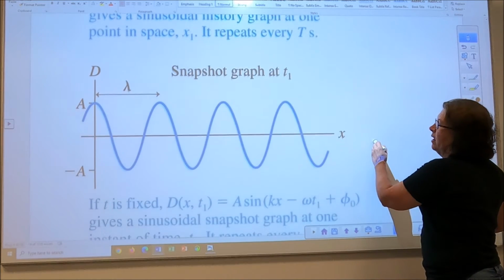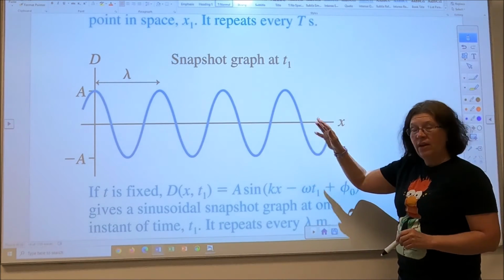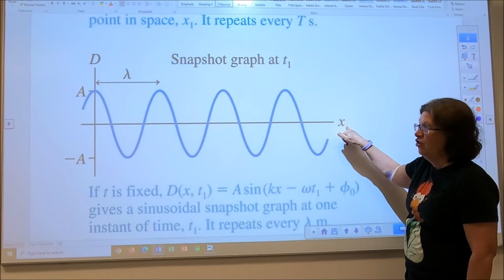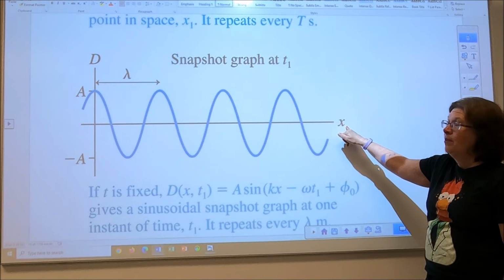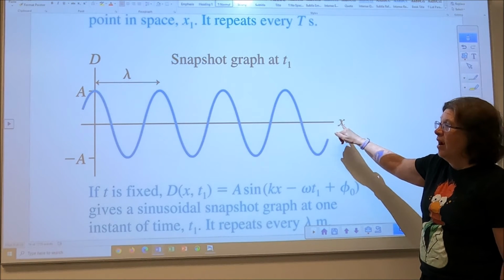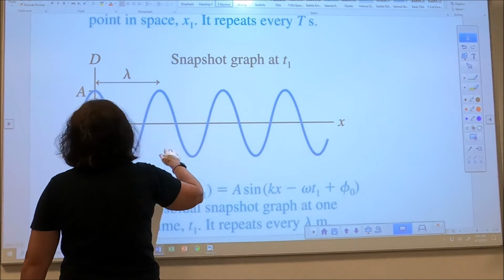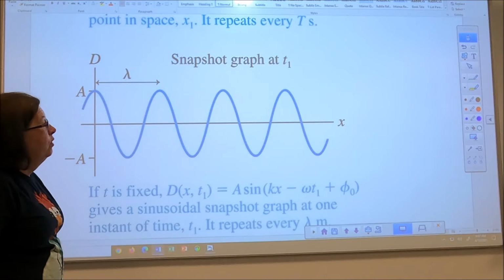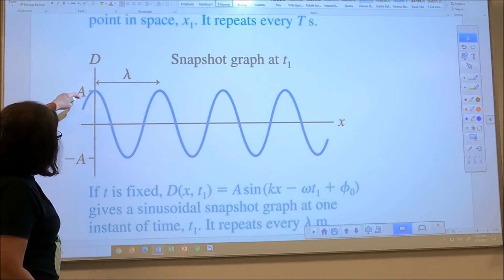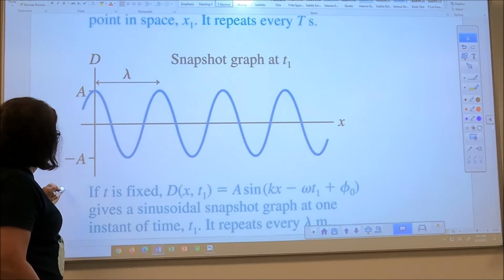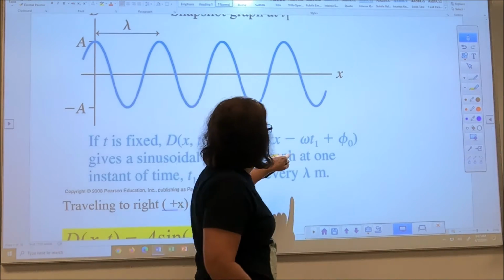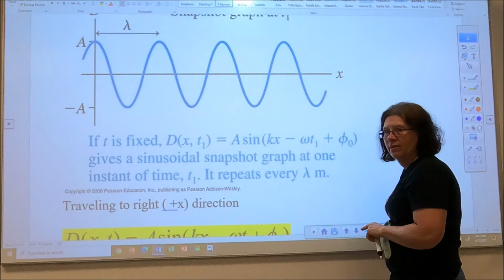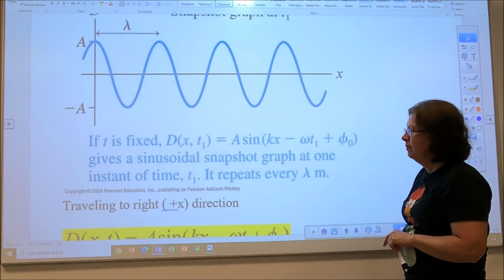Now here in a snapshot graph, you have to pay attention to what the axes are. Now the horizontal axis is position, instead of time. So that's how I know I've got a snapshot graph. I get something that's sinusoidal again, but now peak to peak is lambda, the wavelength. I still go between minus A and plus A. This time, time is fixed, and we're looking at x. X is what's changing.